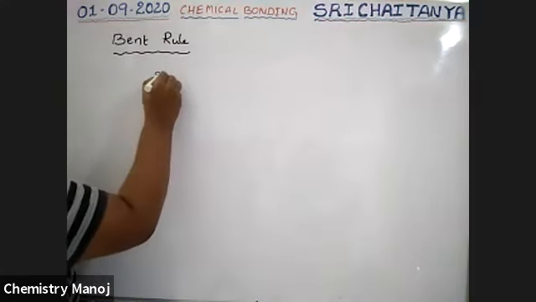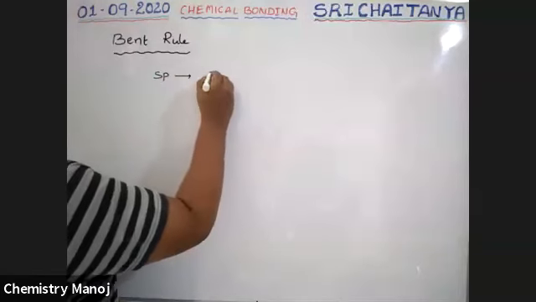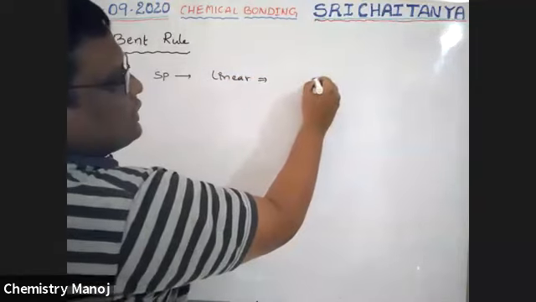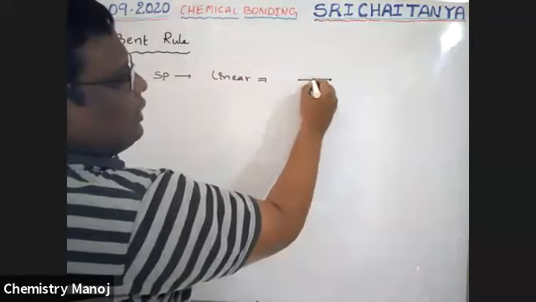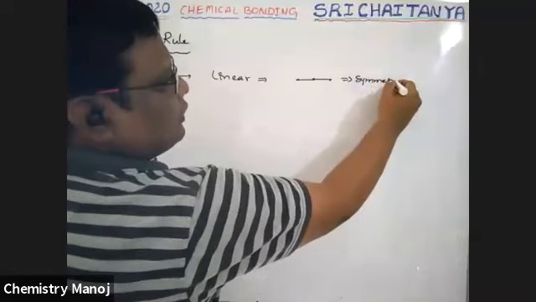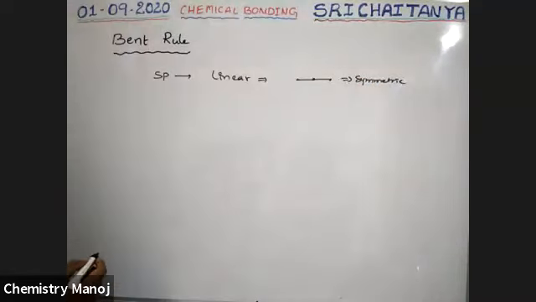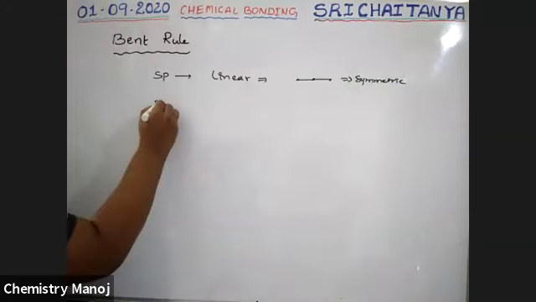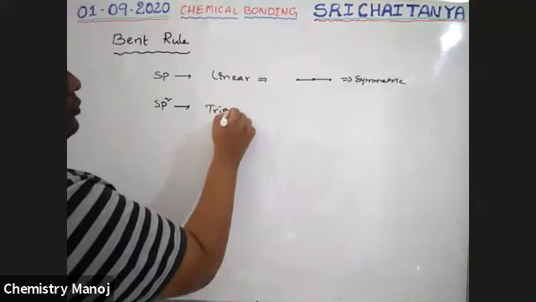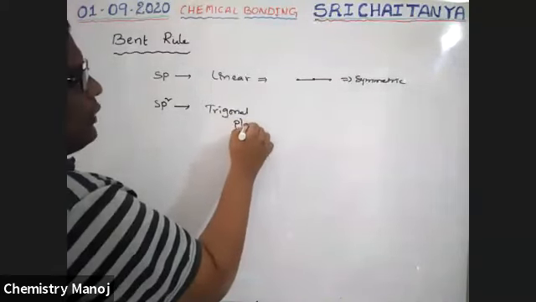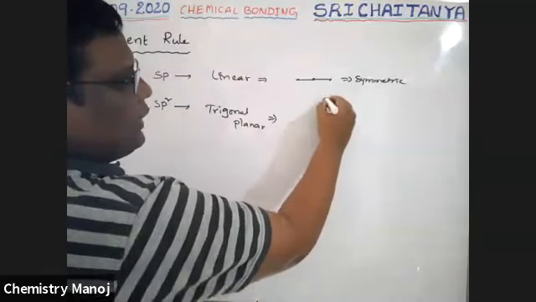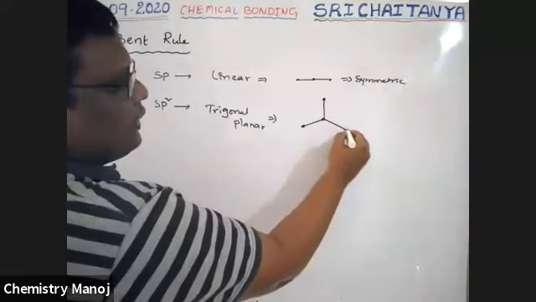Those are sp hybridization. The shape is linear. Linear means there is a central atom, one attached atom, another attached atom. It has a symmetric shape. That is linear. sp2 hybridization: this is trigonal planar. Trigonal planar means there is a central atom, one attached, another attached, another attached.